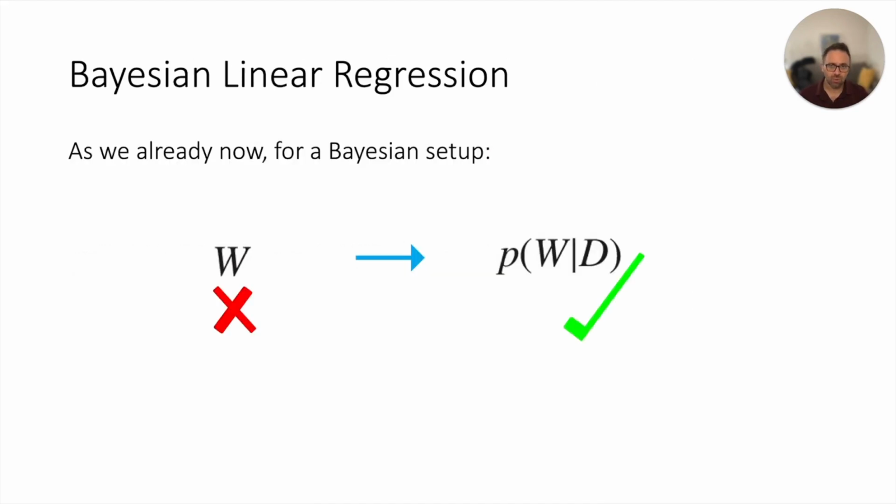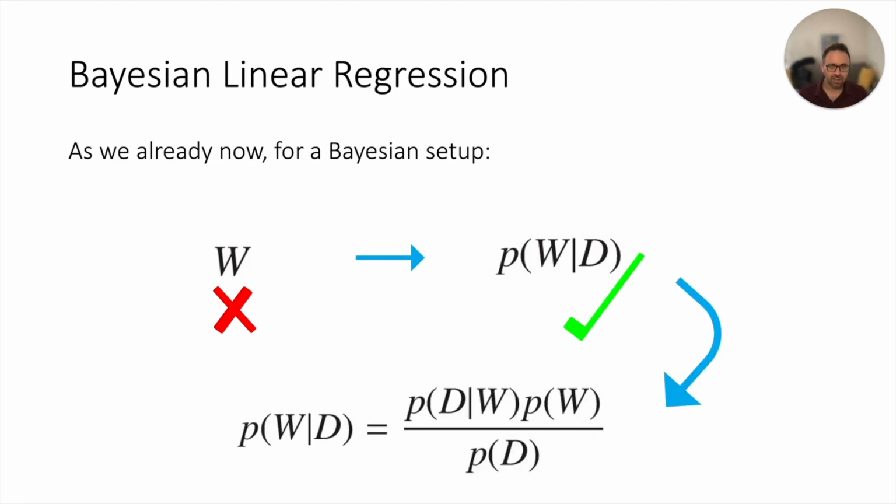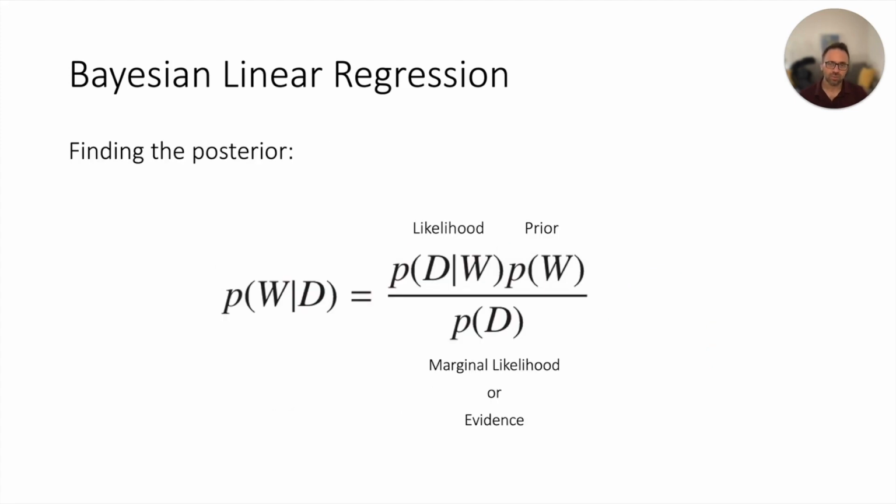Okay, so what does it mean to be Bayesian when it comes to linear regression? As you know already, we are not going to try to estimate the optimal W as we did in the traditional regression setup. We are going to estimate a posterior distribution of W given the data. And how do we do that? With the Bayes theorem, where our posterior is the product of the likelihood times the prior divided by the marginal likelihood or the evidence.